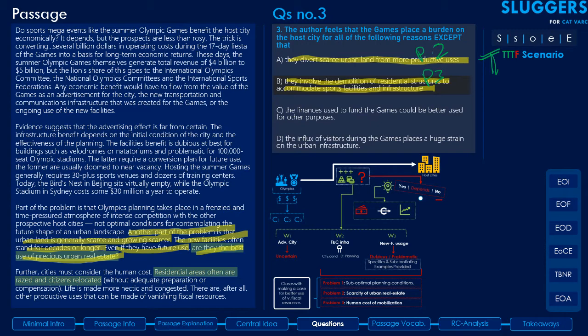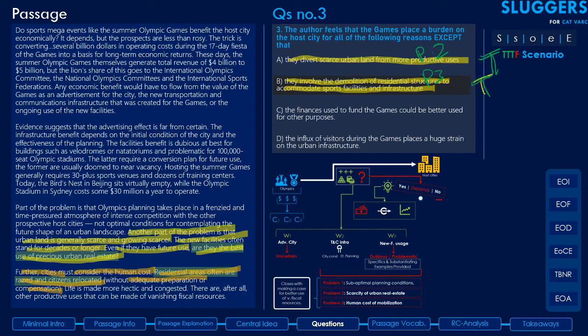It says further cities must consider the human cost. Residential areas often are razed and citizens relocated without proper adequate preparation or compensation. So yes, the author does feel that the games place a burden on the host city because they involve the demolition of residential structures to accommodate sports facilities and infrastructure. So again, no, this will not be the answer. This is just something that you can again eliminate. Okay, be careful about the triple TF scenario. So you can eliminate this option as well.